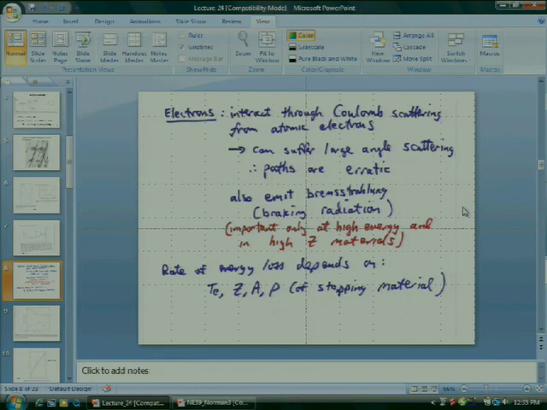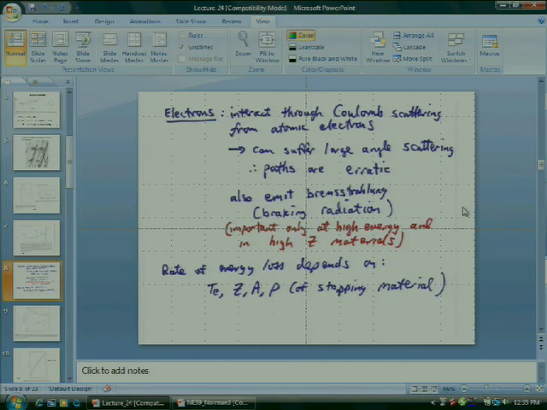And since an electron is scattering off another electron, these are equal mass particles that are interacting. What that means is the electrons can suffer very large angle scatterings, and as a result, their paths are very erratic. So when I shoot an electron into a material, it doesn't travel in a nice straight line because it's bouncing off electrons, and you get a very smeared track as the electron penetrates through the material. So that's one way the electron loses energy.